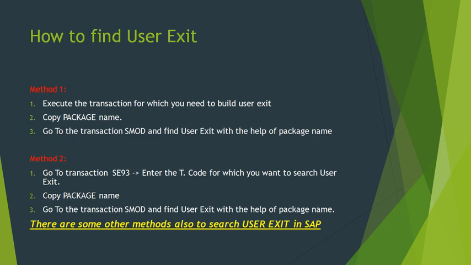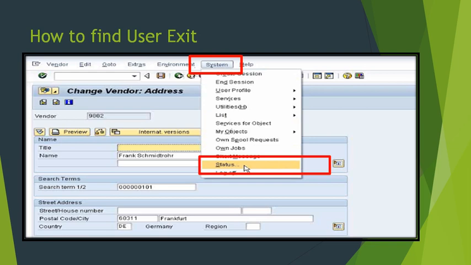Now the other method is to go to the transaction SC93. This method I find much simpler. Go to the transaction SC93, type your T code XK01, copy the package name directly, and again go to SMOD and find the user exit. There are numerous methods to find user exit, but basically we are discussing these 2 methods. Now we'll see again how to find it. So we are going through the first method.